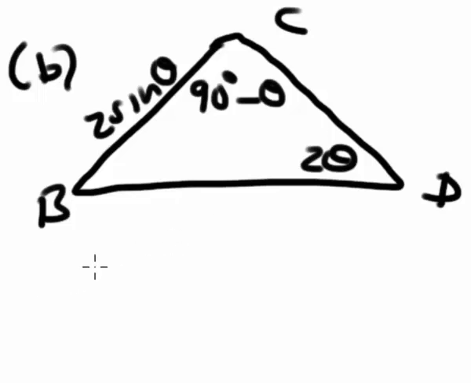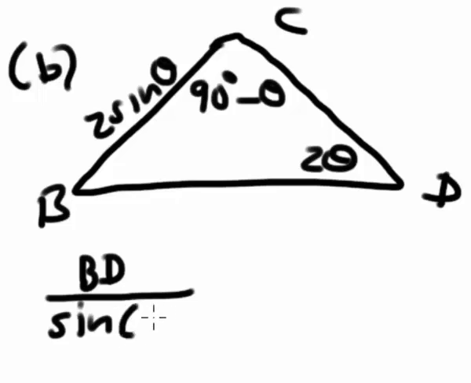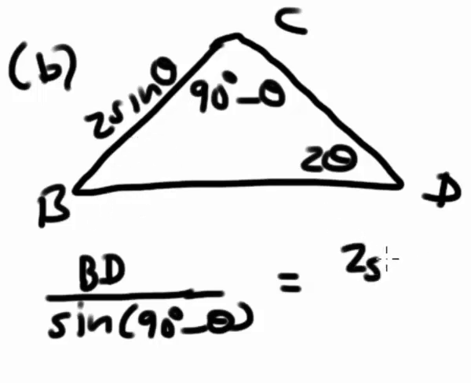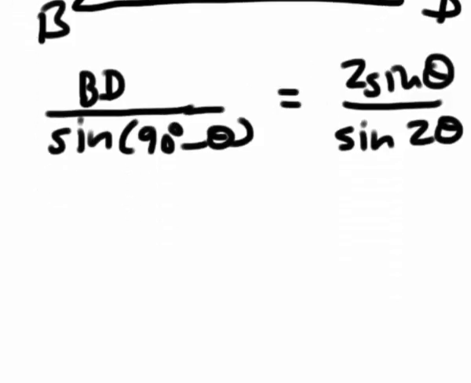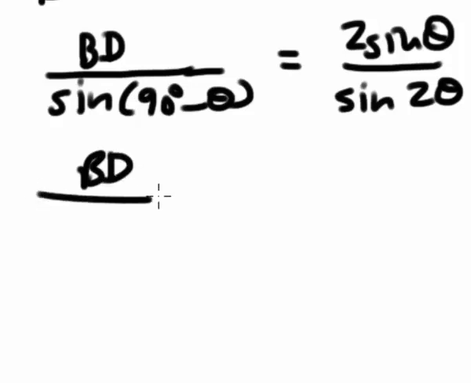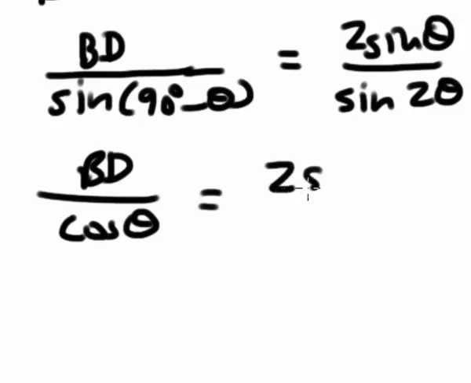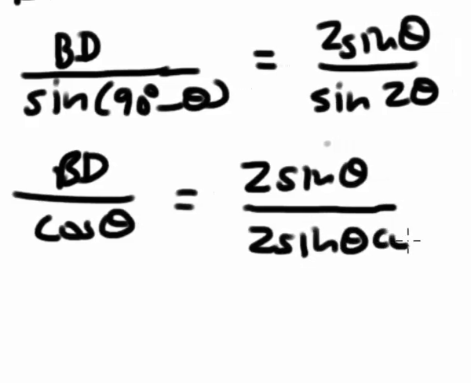If we want the length of BD, we can say BD over the sine of 90 minus theta, that angle there, is equal to the side BC, which we already know is 2 sine theta, divided by the sine of the opposite angle there. Remember from grade 11 days, the sine of 90 minus theta is cos theta. And sine 2 theta is 2 sine theta cos theta.